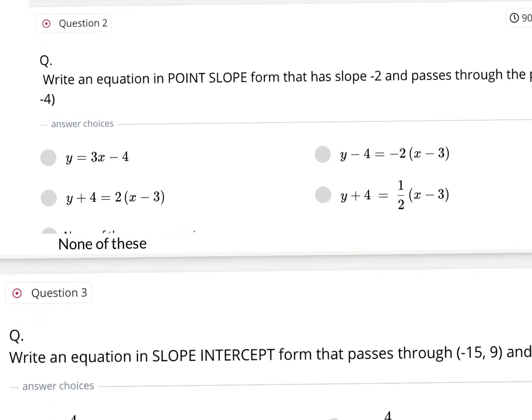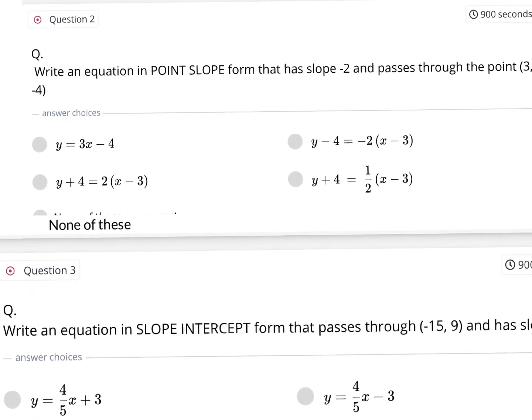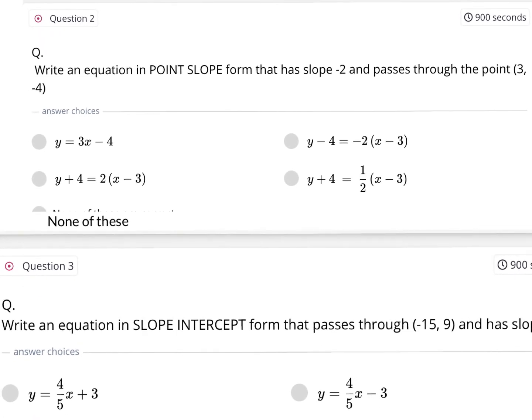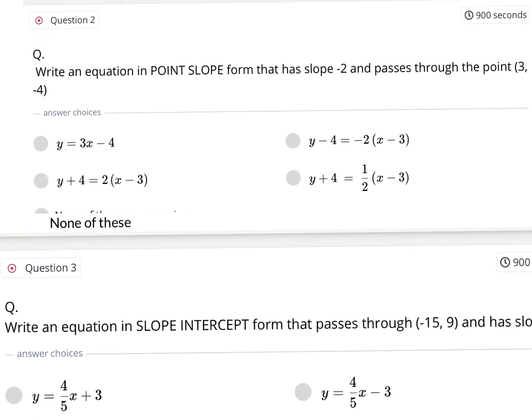Write an equation in point slope form that has a slope of -2 and passes through the point (3, -4). Okay, that came out kind of weird, the 3 over here and the -4 over there. Anyway, let's again ask what they give us. They give us the m value, the slope is -2. And they don't give us the b value, but they do give us a point, which is a coordinate. I want to write it together, (3, -4). So they give us an x and a y.